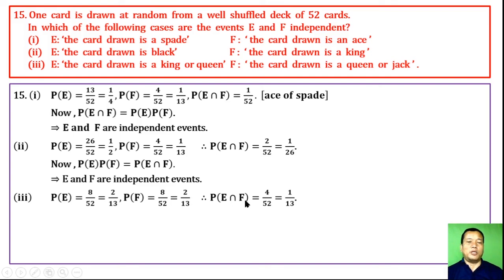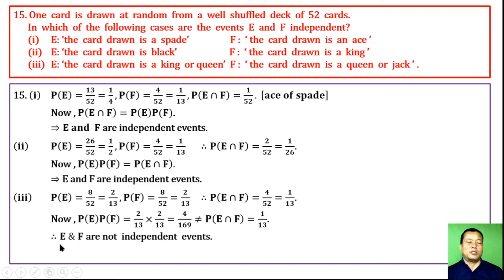Therefore, P of E intersection F, what does it mean? A king or a queen, or queen or jack. The common is queen. Therefore, probability of drawing a queen is 4 by 52, that is 1 by 13. Now, P of E into P of F, their value is 2 by 13 into 2 by 13. That is 4 by 169, which does not equal the value of P of E intersection F, that is 1 by 13. Therefore, E and F are not independent events.